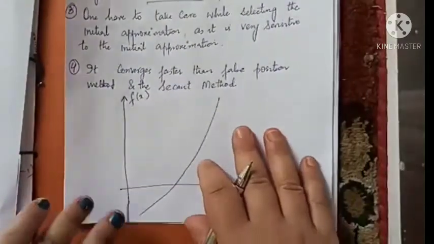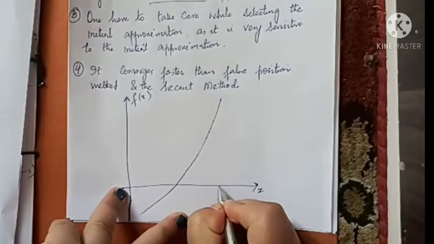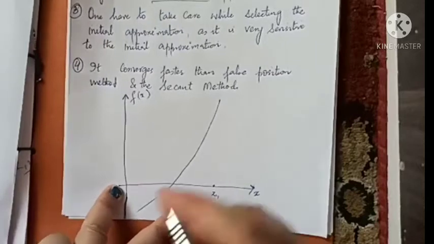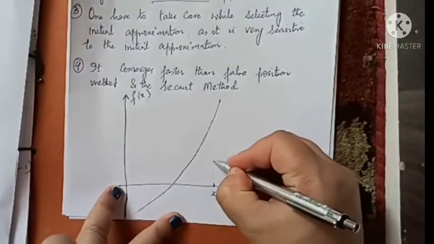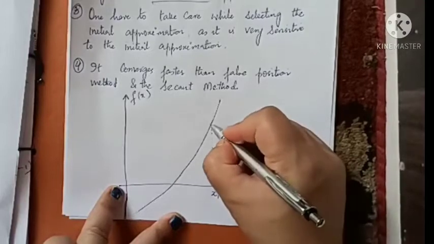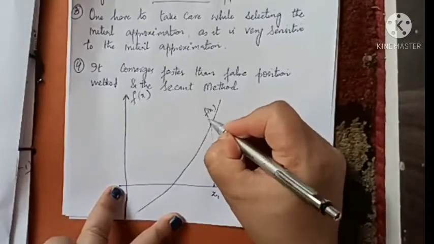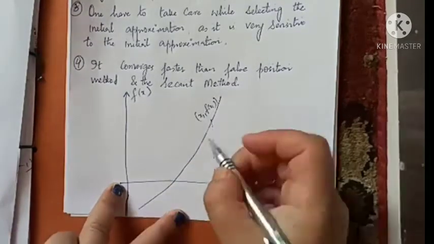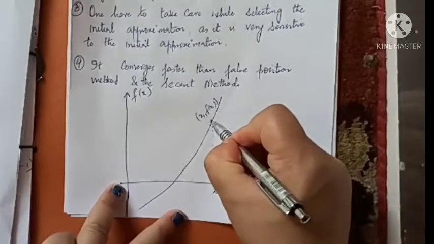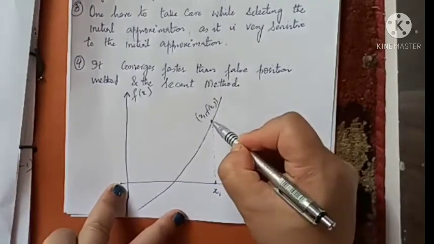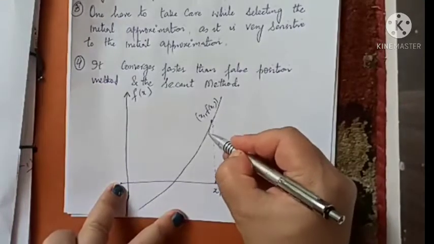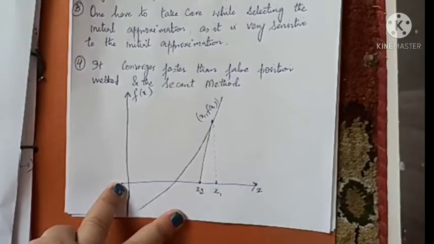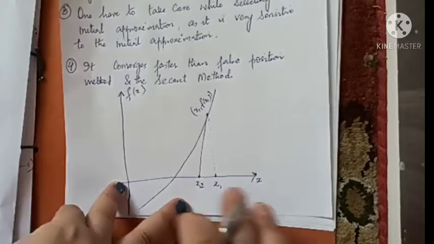As I told you, we will have only one initial approximation. For example, my initial approximation is x1. What we do is we find the function value f of x1. That means the coordinate will be over here. How will we find the next value then? We draw a tangent from this point, wherever it falls on the x axis. Say for example, here it cut the x axis. This will become our next initial approximation, that is x2.